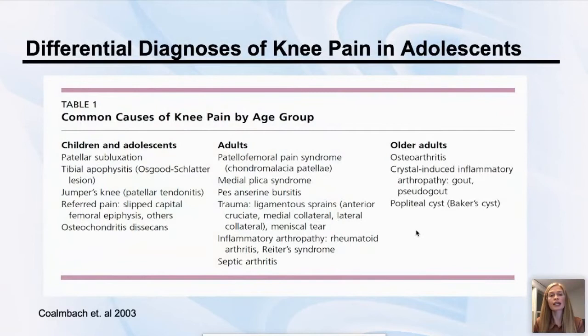So when looking at a kid's knee or an adolescent's knee, we want to think about the common diagnoses that they could possibly have and how they're different compared to what you might see in an adult or an older adult. So in children or adolescents, most commonly you may see a patellar subluxation, the tibial apophysitis, which we're going to talk about later, a patellar tendonitis, which is more of an acute inflammatory injury, as opposed to a patellar tendinopathy with more degenerative changes that you might see in an adult. Or you may have referred pain from a slipped capital femoral epiphysis, or osteochondritis dissecans, which is more common in kids than adults.